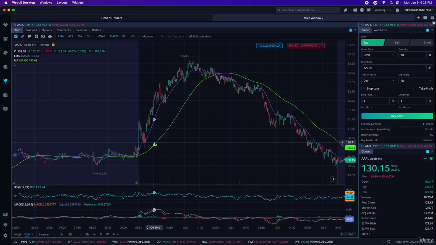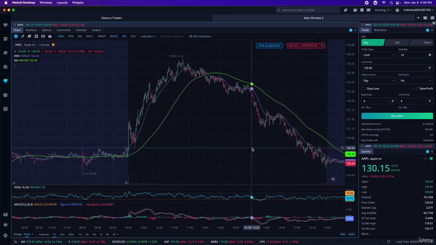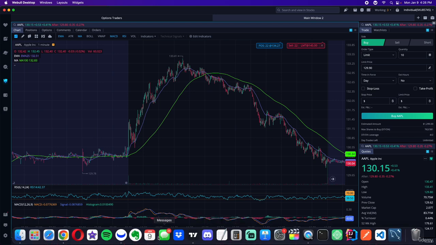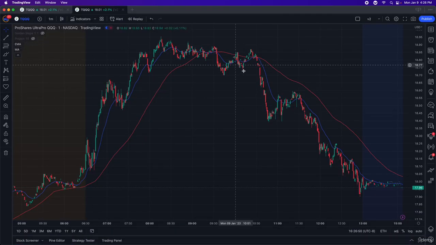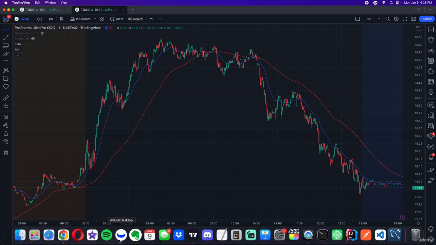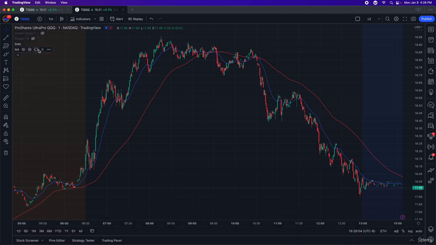It's a very simple strategy, but very powerful, and it's pretty simple to set up. For example, on Webull, you just go to indicators and get moving average and exponential moving average. On TradingView, if you're someone like me who uses TradingView, you can actually set this up as well, but you just have to change the numbers. Let me show you how you actually do this.